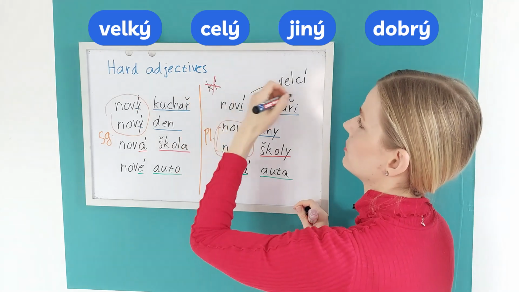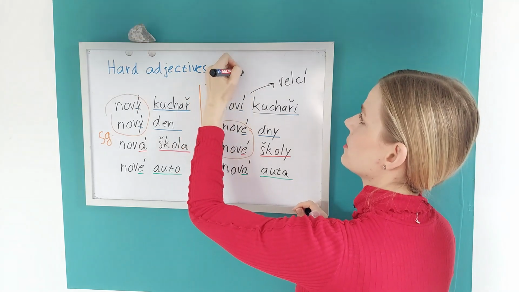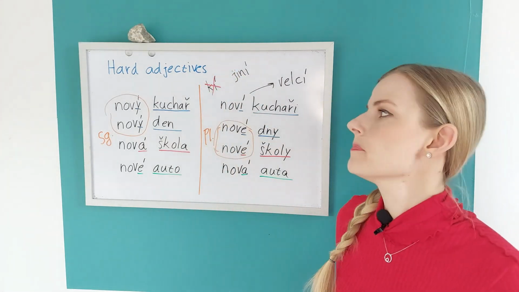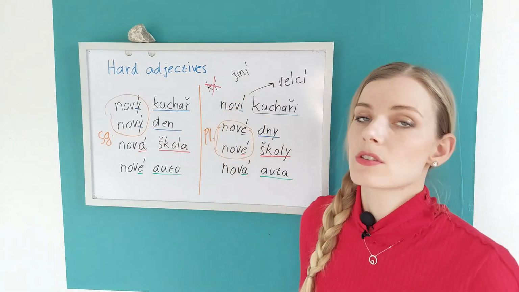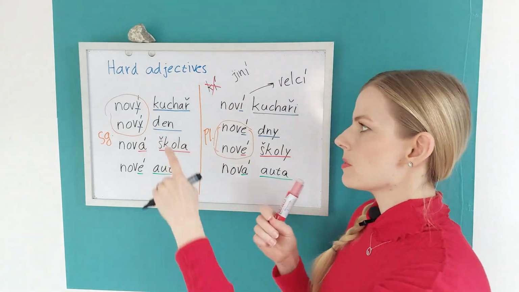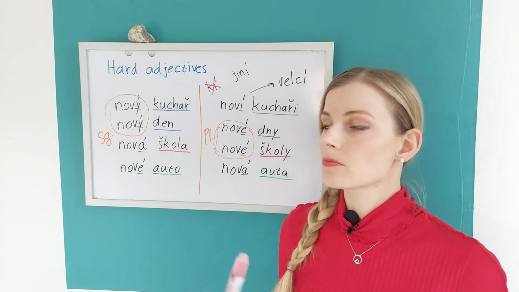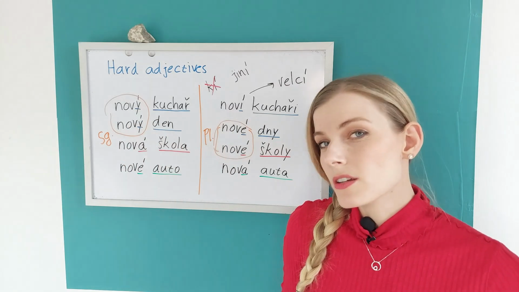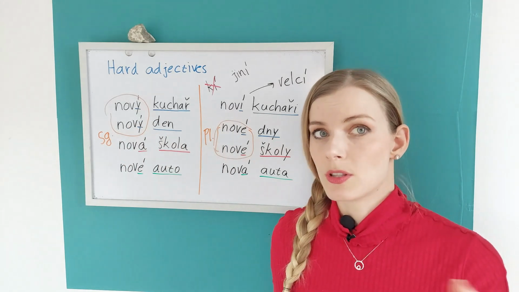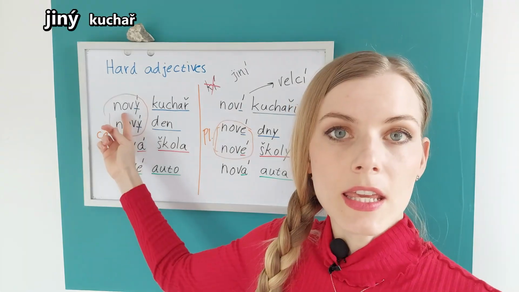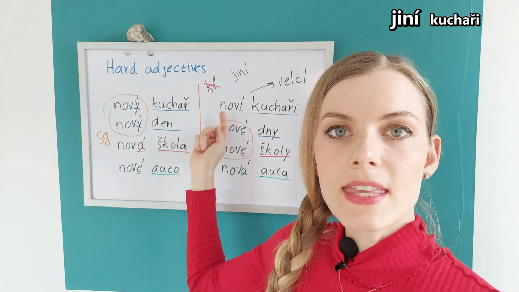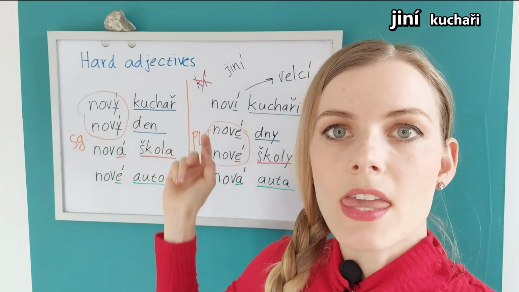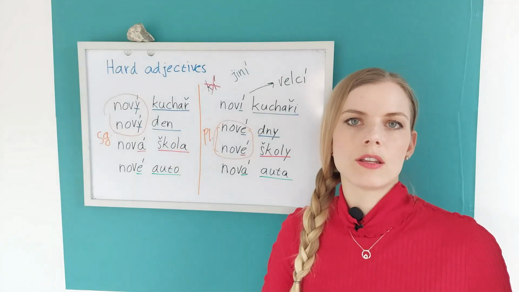We don't have to worry about orthography, only the pronunciation. We spell it like this. N can be followed by I or Y, it's okay. But the pronunciation changes. We say jiní. So we have jiný kuchař, jiní kuchaři. You might not hear the difference, but with time you will get used to it. Let me show you again. Jiný kuchař, jiní kuchaři. Okay, what else happens?